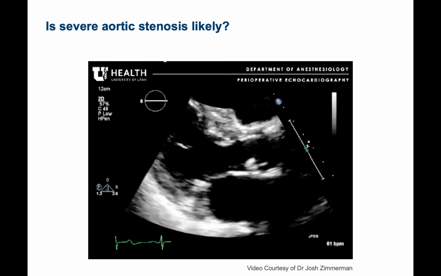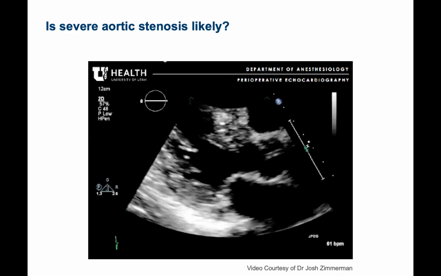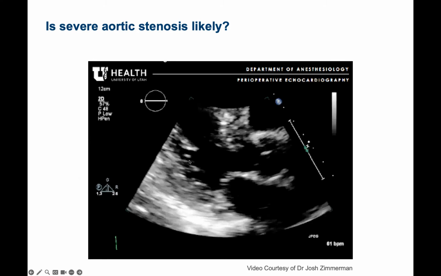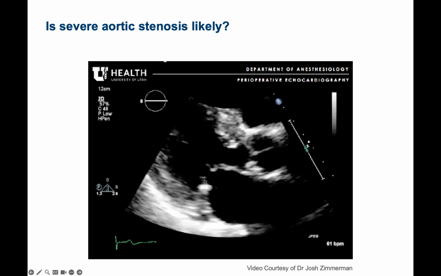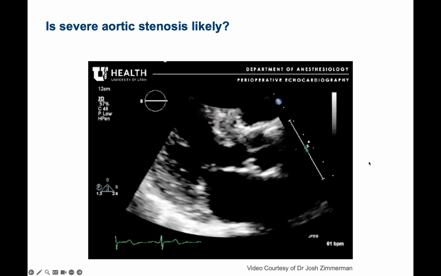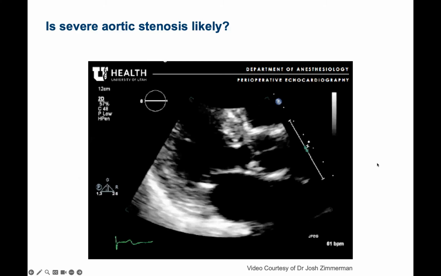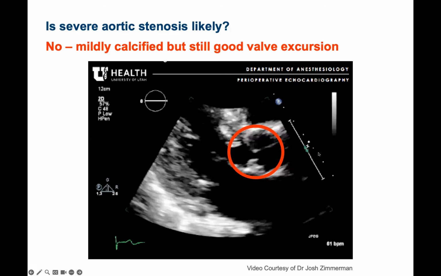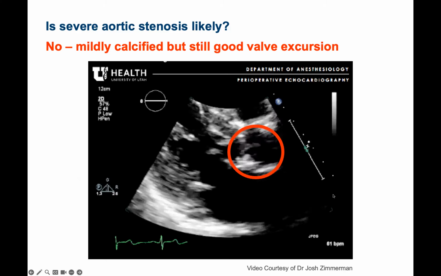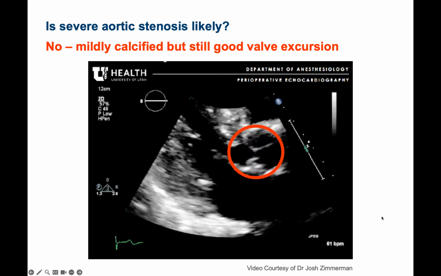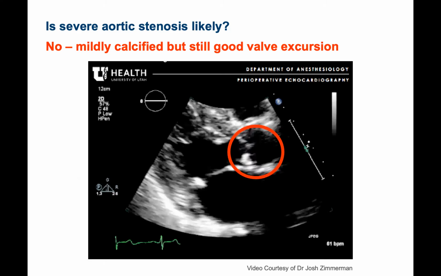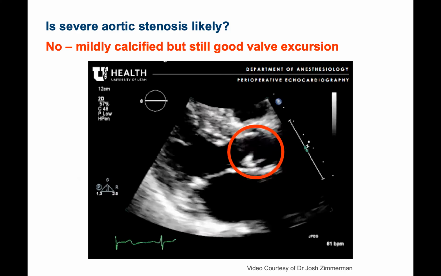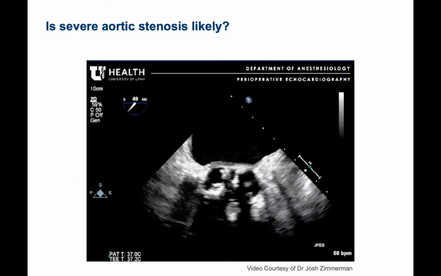For this one, our question is, is severe aortic stenosis likely? This is a parasternal long axis view. You see the right ventricle at the top of the screen, left ventricle, left atrium, mitral valve, and aortic valve. If you take a second to look and think to yourself, is aortic stenosis likely? The answer is no. We do see it's calcified, we see this bright white here at the base, but you still have good valve excursion. If you look at those leaflets of the aortic valve, you can still see that they're opening and closing nicely. So you can feel pretty confident that severe aortic stenosis is not likely.